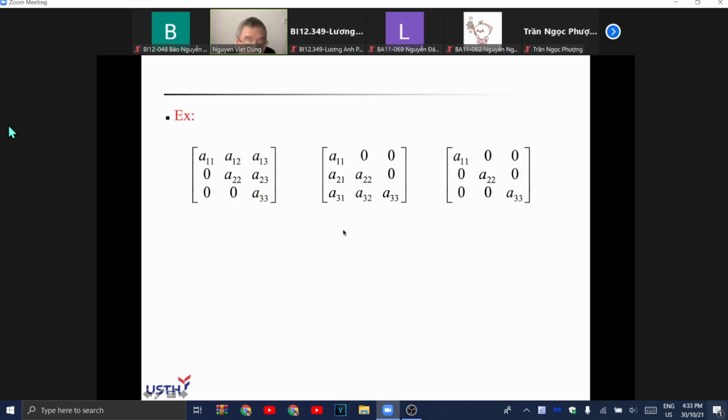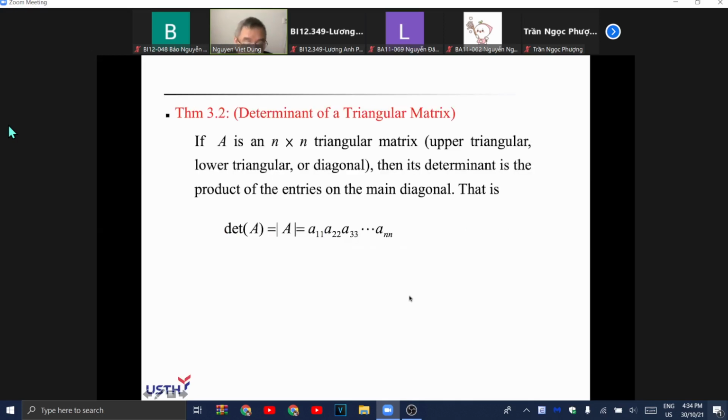And here is an example for you. The first one is upper triangular, obviously, because of the shape here. And the second one is lower triangular. Any entry above the main diagonal is 0. And the last one is diagonal, because the entries above and below the main diagonal are 0.